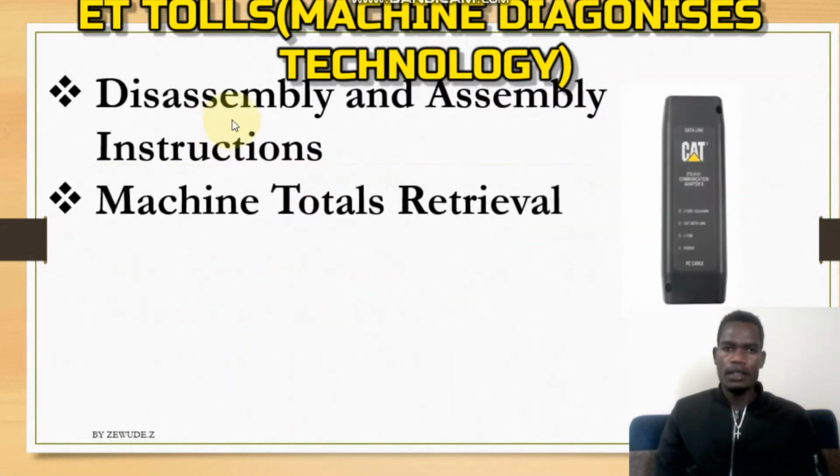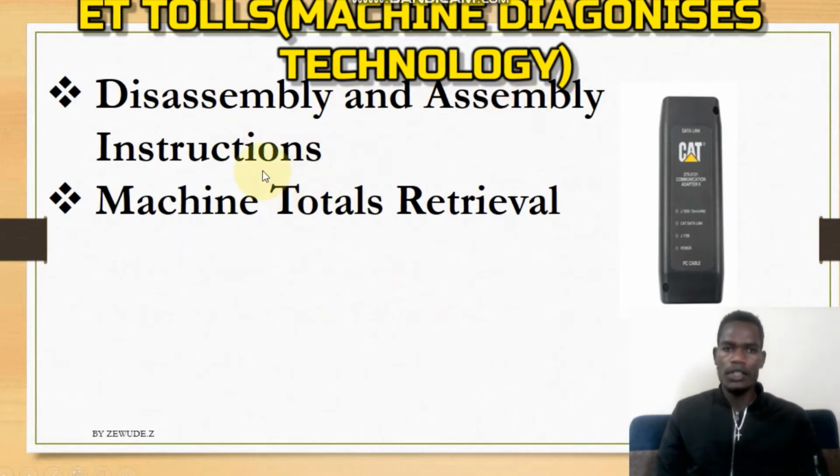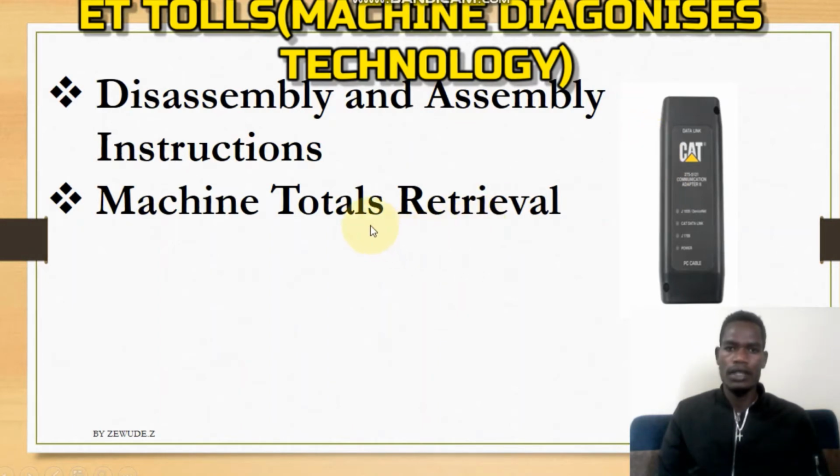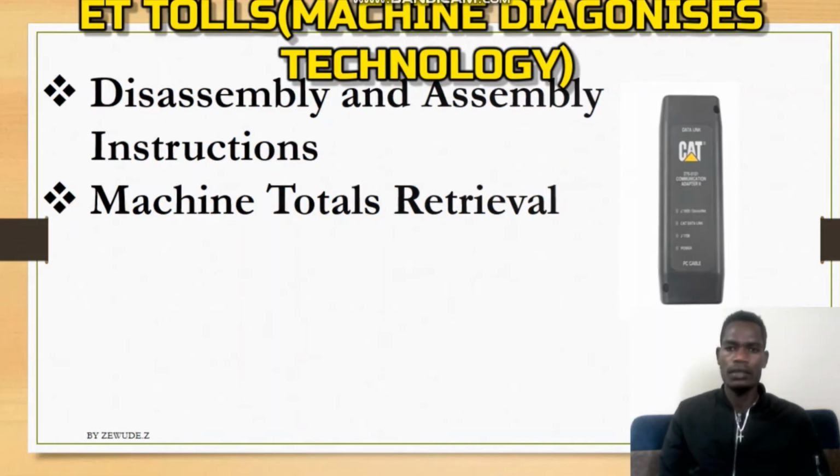Also, the disassembly and the assembly instruction. The assembling and disassembling instruction means maybe the thermostat or temperature sensor of a given engine. Assembling and disassembling instruction is also displayed in the monitoring device. The machine total retrieval period is also displayed in the personal computer, or in other words, we call it a monitor.